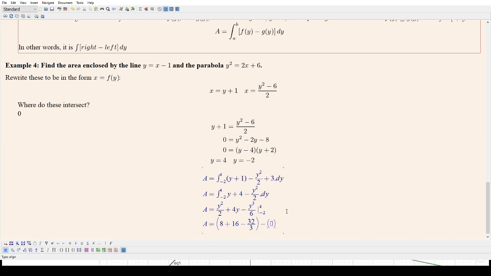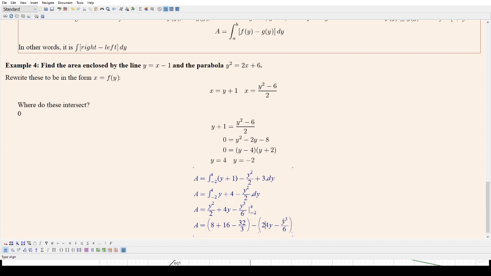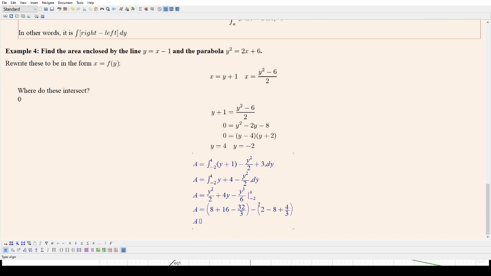Now if I plug in negative 2, negative 2 squared becomes positive 4. 4 over 2 is 2. 4 times negative 2 is negative 8. Negative 2 cubed becomes negative 8, so negative negative becomes positive. And then 8 over 6 is the same as 4 over 3. I was hoping that all the fractions would go away. Alas, that does not appear to be the case.